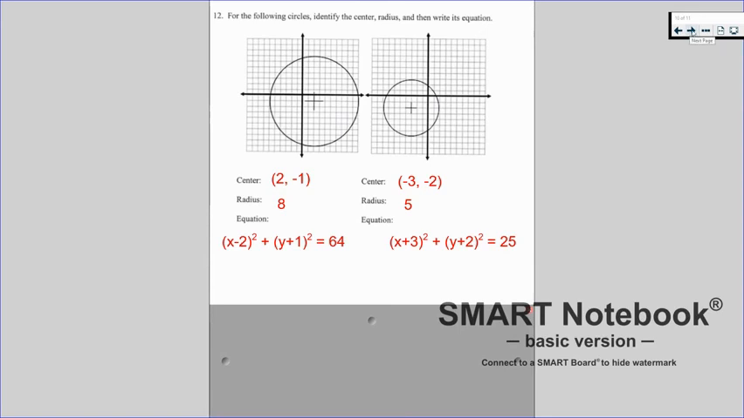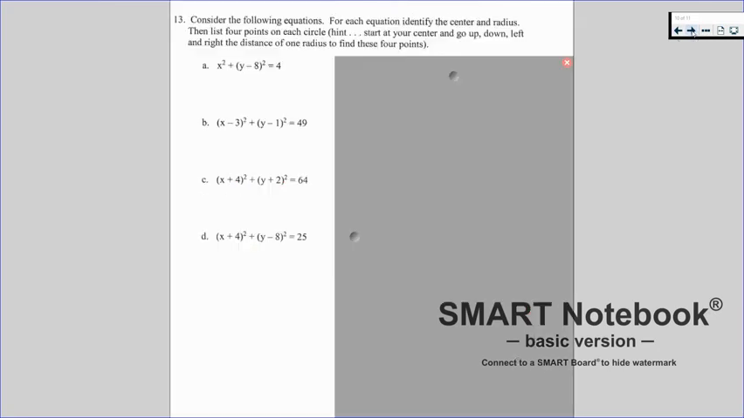All right, and the last one, we're going to go in the other direction. We're going to be given the equation, and then we're going to be asked these questions and also some points. So here is the first equation. Consider the following. For each, identify the center and the radius, then list 4 points on each circle. Start at your center, go up, down, left, and right the distance of one radius to find these 4 points.